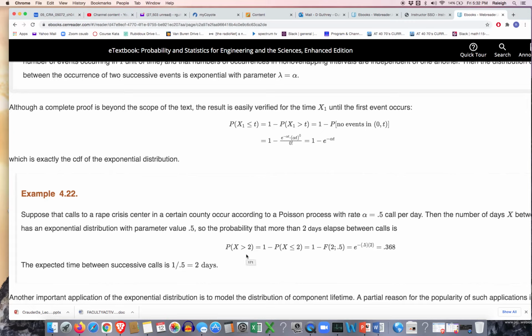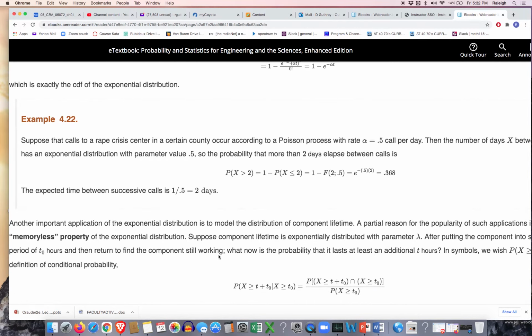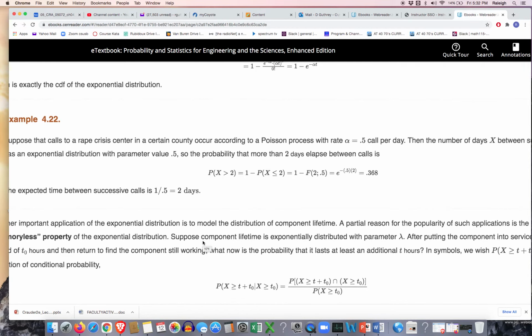This is not a normal distribution. You might think that if the mean is 2 days and we're looking for greater than 2, my first guess is, oh, it's 50-50 because that's the dividing line, but it doesn't really work out that way. It's more like 37%. And this is a memory-less probability, which is interesting because it does not matter what happened before. This has to do with conditional probability, and part of the reason for the popularity of this application is the fact that we do not care what happened earlier. It just does not matter.